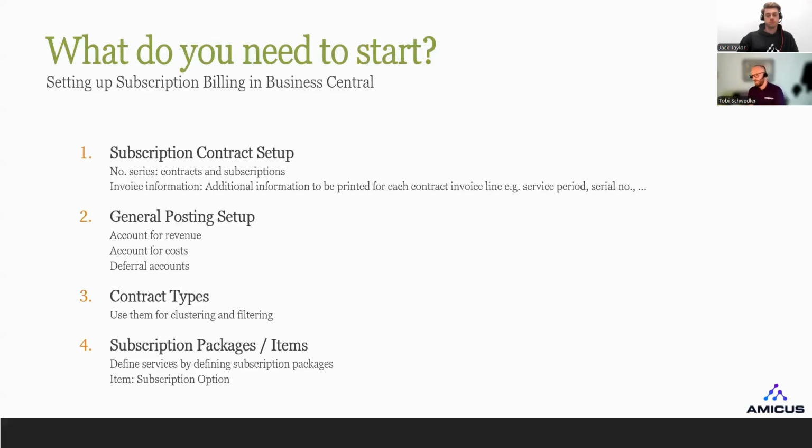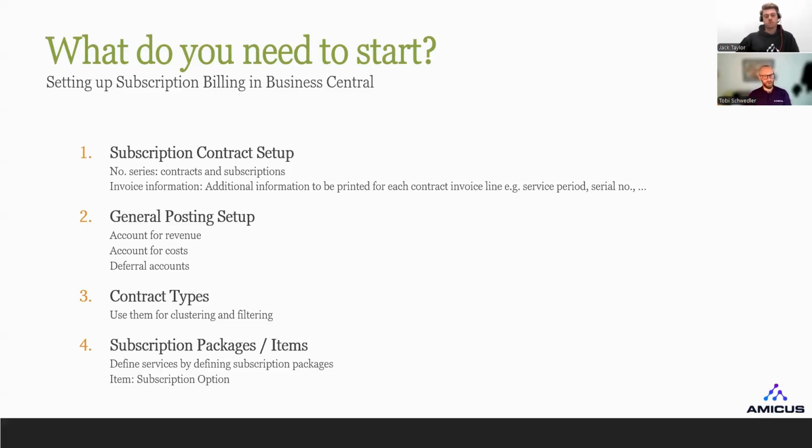So for you, if you are new to the module or want to know where to start and what we can do, if you want to get an idea, these are the key entities that you should take a look at when you try to jump in. So that's basically the setup for the whole module. It's called subscription contract setup. We can specify number series and these kinds of things, or additional information that is to be printed on the invoice. So general stuff basically.